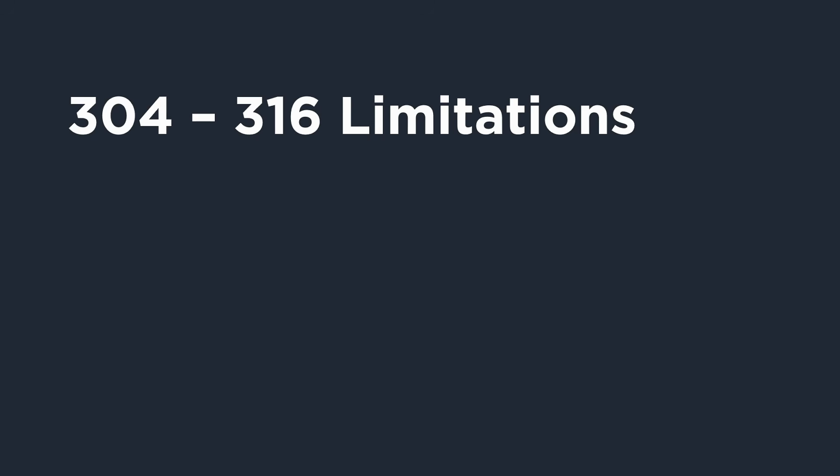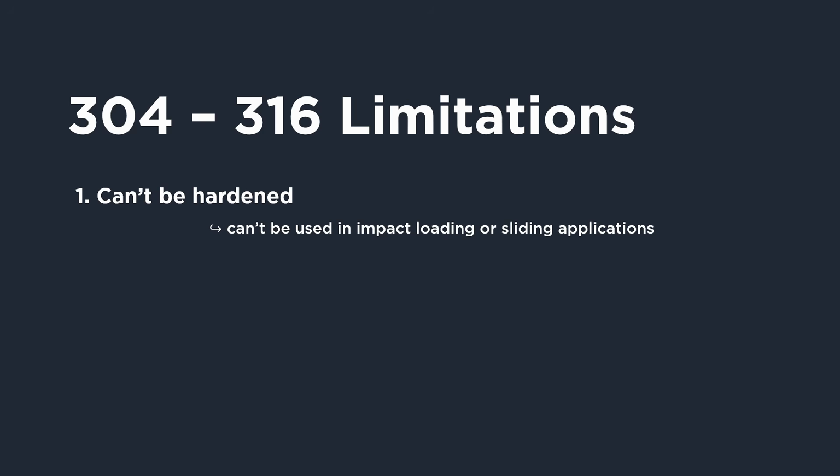First limitation is 304 and 316 cannot be hardened by any heat treatment process. That means stainless steel cannot be used in impact loading or sliding applications where high hardness is required. Second limitation is poor machinability, and there are two reasons for that.